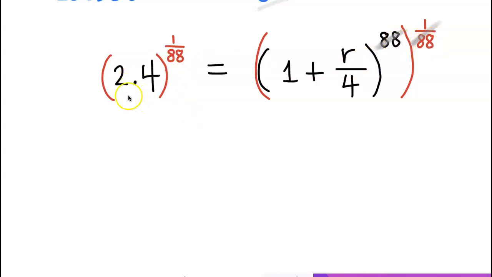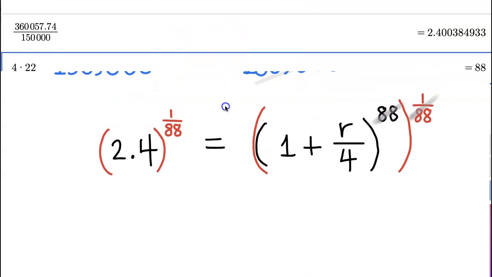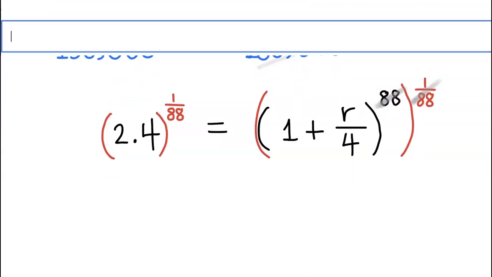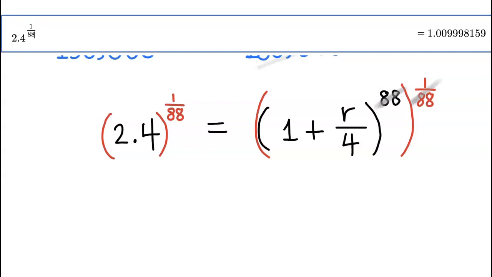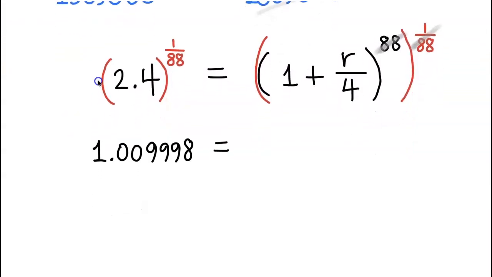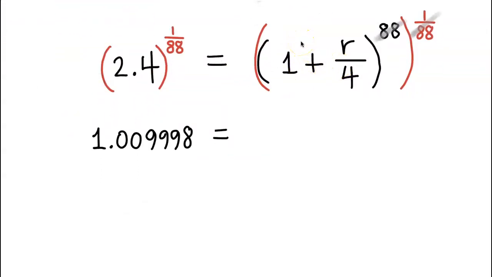So we do need a calculator to evaluate 2.4 raised to the 1 over 88th power. I'm back on my calculator typing 2.4 raised to the 1 over 88, and that decimal came out to be 1.009998. And what happened on the right side is that 1 plus r over 4 comes straight out. So I'm going to write down 1 plus r over 4.